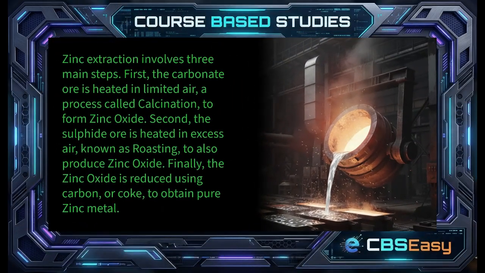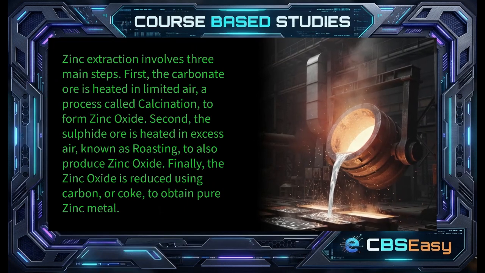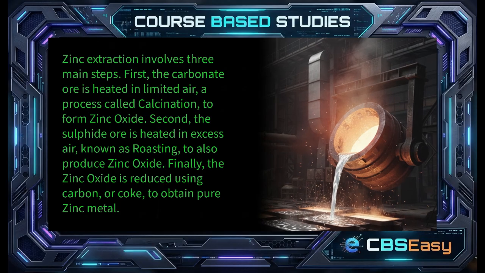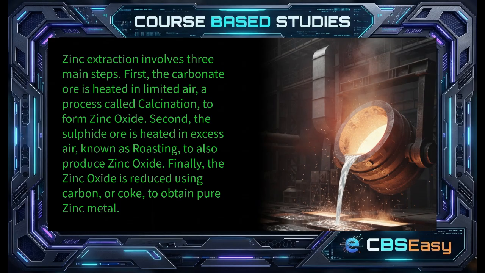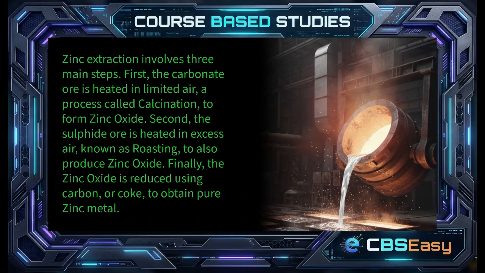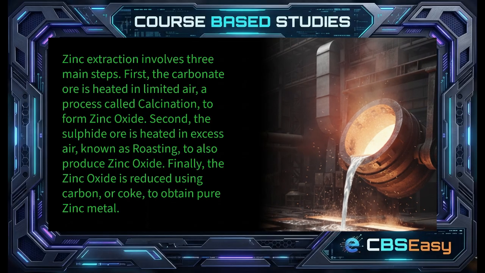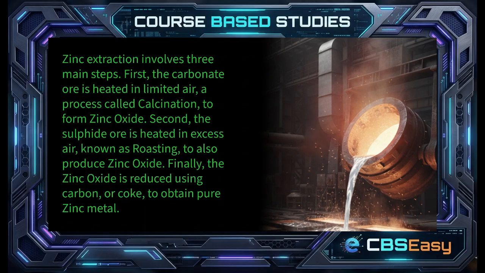Answer. Zinc extraction involves 3 main steps. First, the carbonate ore is heated in limited air, a process called calcination, to form zinc oxide. Second, the sulfide ore is heated in excess air, known as roasting, to also produce zinc oxide. Finally, the zinc oxide is reduced using carbon or coke to obtain pure zinc.